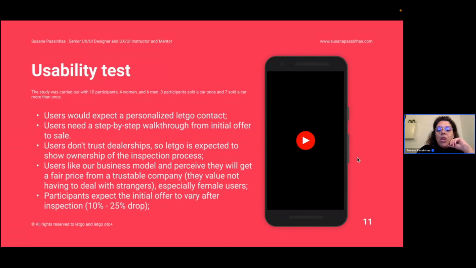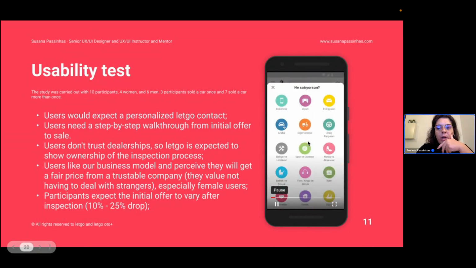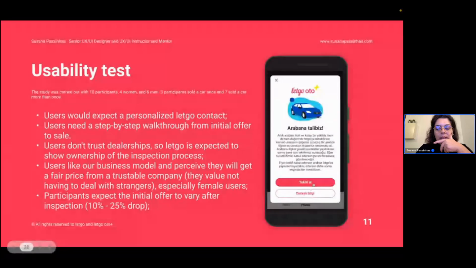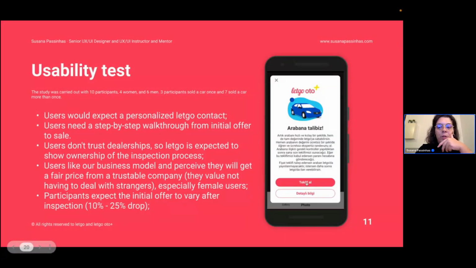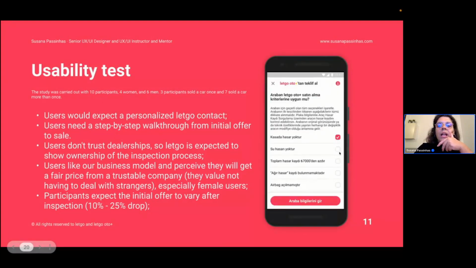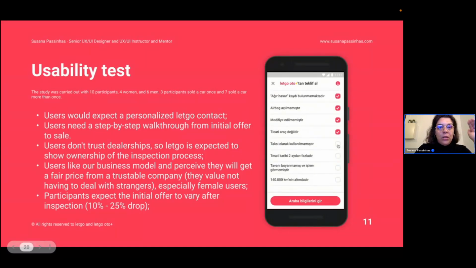Participants expect the initial offer to vary after inspection. So how does this work? The flow, just to give you a little bit of understanding. You would go to the app and you would add, I don't know if you saw it here, this is the entry point. So you go to the cars, and then in here, this was the first prototype. It would say if they were interested in selling their car to us instead of posting to sell to everybody.